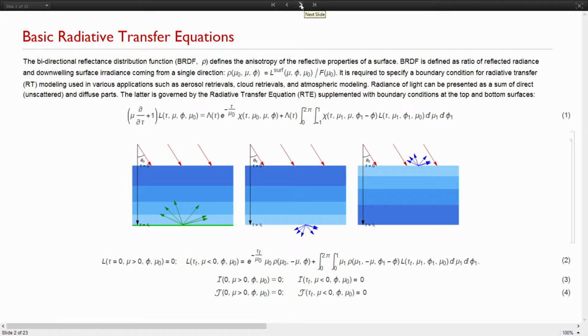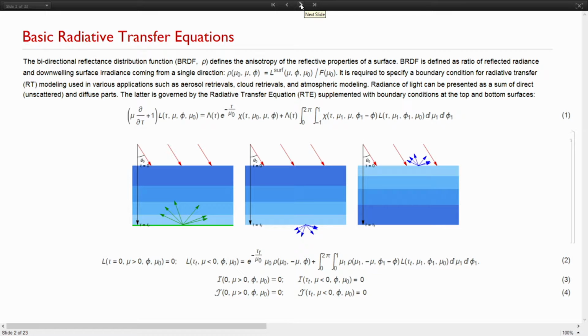So radiance of light can be presented as a sum of a direct unscattered part and a diffuse part. And the diffuse part is governed by the radiative transfer equation, which in the one-dimensional case has the form of equation 1. By 1D case, I mean that nothing depends on horizontal position. All functions depend only on vertical position. Since this is an integro-differential equation, it has to be supplemented with boundary conditions.